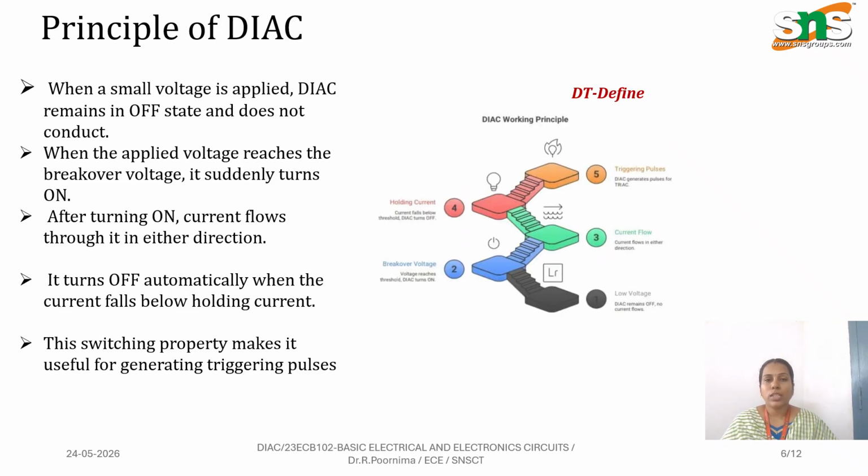Next we are going to see the principle of DIAC. When a small voltage is applied, the DIAC is in the off state and does not conduct current. When the voltage reaches the breakover voltage, it turns on. So the current flows through it in either direction. For switching it off, it happens automatically when the current falls below a value known as the holding current. When it falls below this, it becomes off. This switching property makes it useful for generating triggering pulses. So it can be used to turn on the TRIAC.